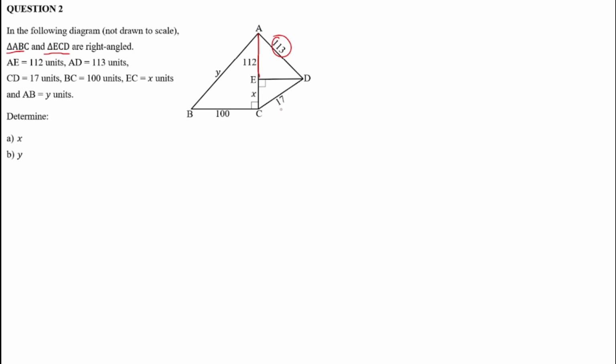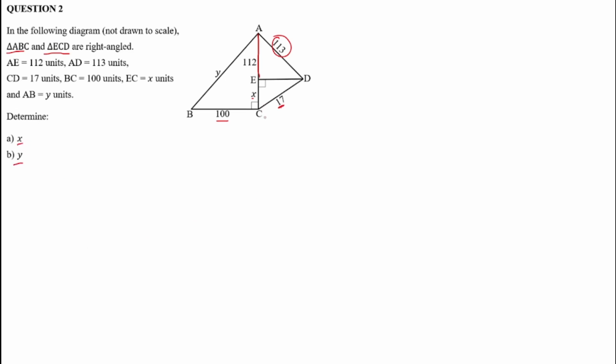Then CD is 17 units. We have CD there. Then BC is 100 units. Then EC, that's X there, just from E to C there. And then AB is Y units. We are required to find X and Y.